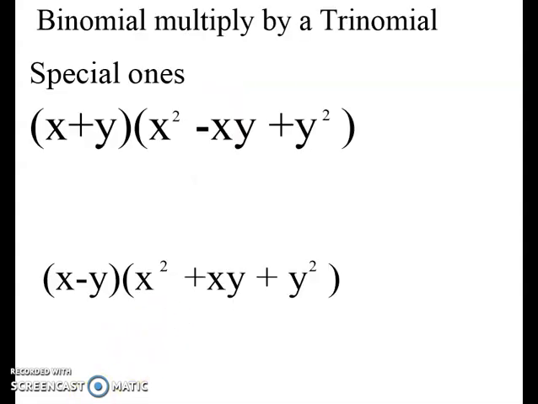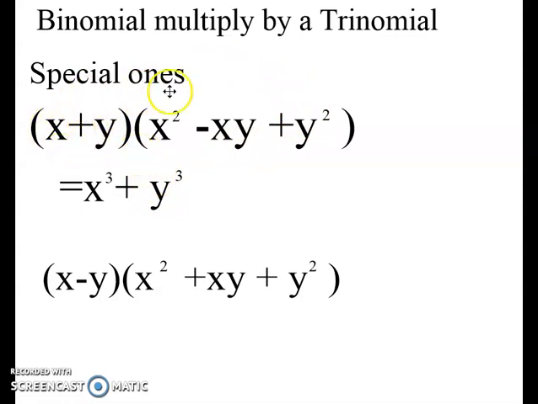Now we get to a special type of binomial multiplied by a trinomial, where I have x plus y, and in the second bracket I have x squared minus xy plus y squared. I should have practiced this one enough times to know that this will give me the sum of cubes. If I multiply those, I'll get x cubed. If I multiply those two, I'll get a y cubed.